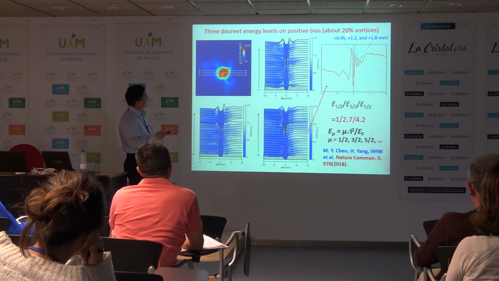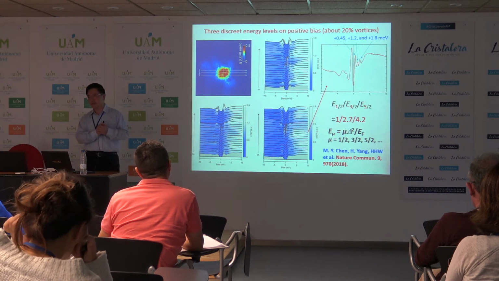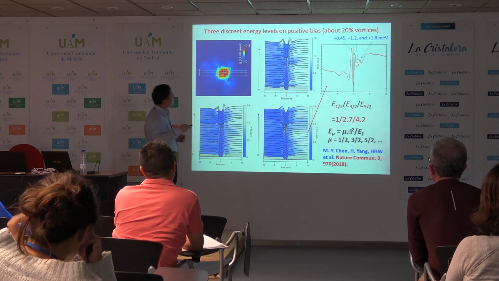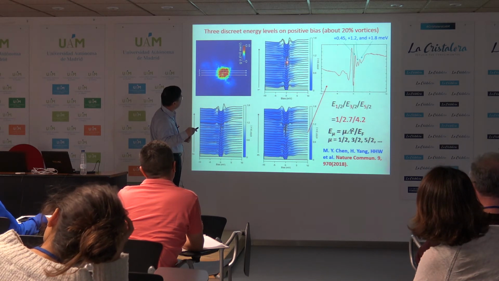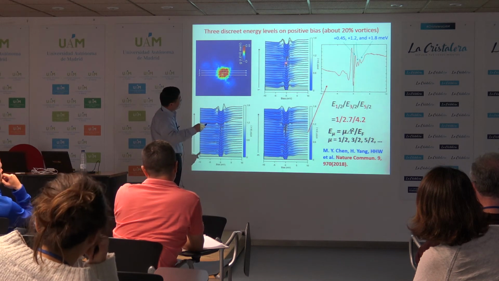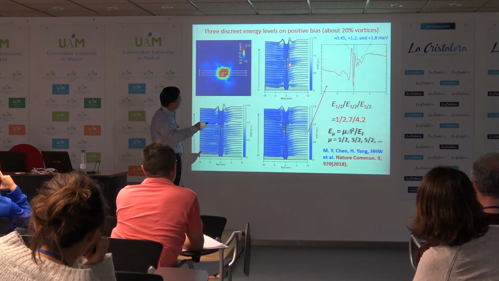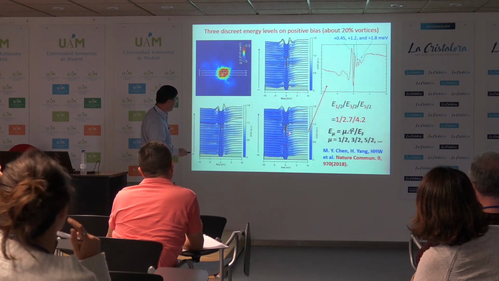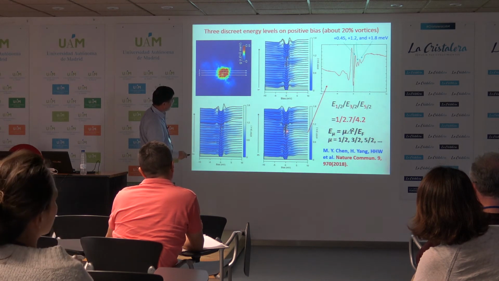In this set of measurements, we measured about 30 vortices in total, and in about 20%, let's say 6 vortices, we see such behavior. In the center of these vortices, there is a giant peak. First, we see a splitting structure here. But on the positive side, we see some kind of secondary and tertiary peaks. Here it is more clear. This corresponds to these three scanning lines.